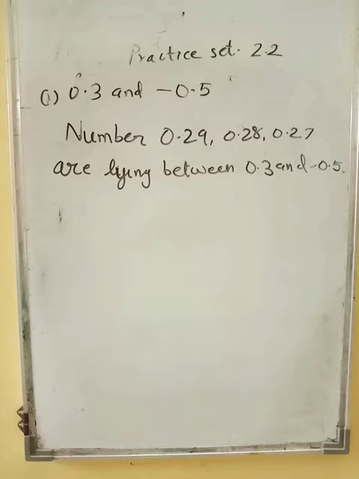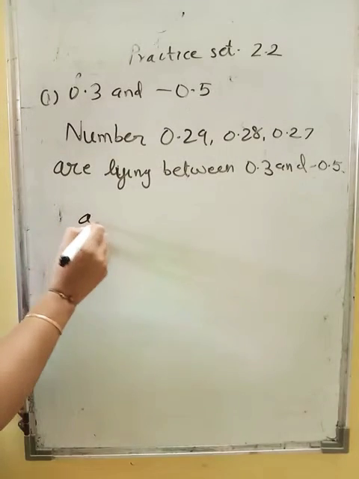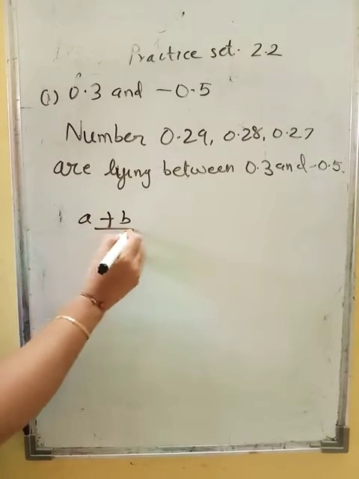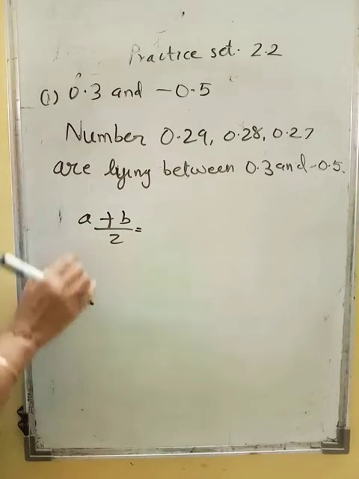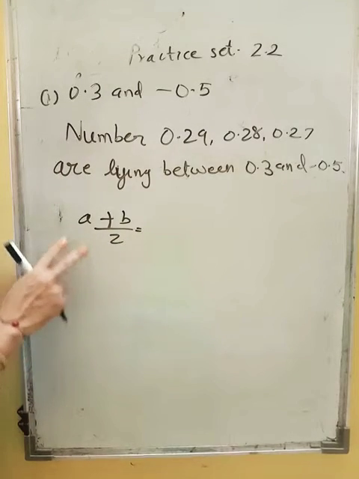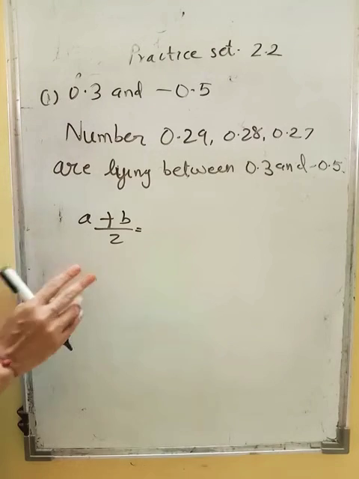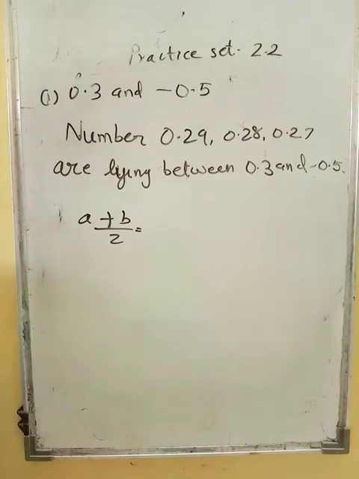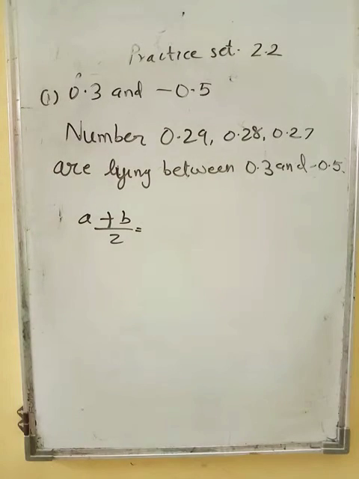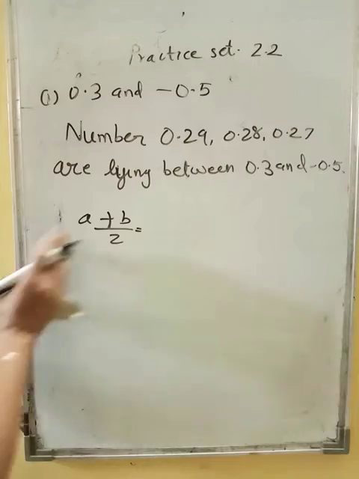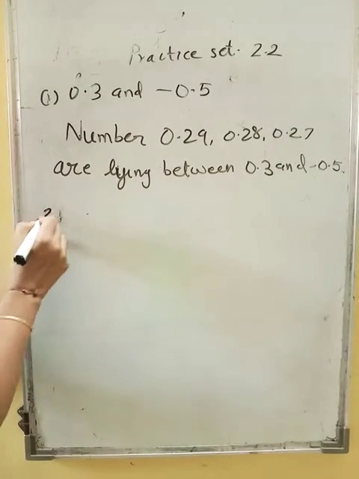If you want to go ahead with some other things, like if A and B are two numbers, then A plus B upon 2 is the number which is in between the two. That way also you can do. So for this particular question, the answer may vary from person to person, but any answer which is logically correct can be given marks. Okay, now we will move to the second question.